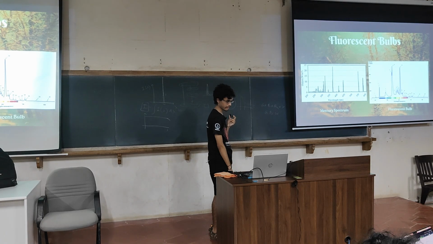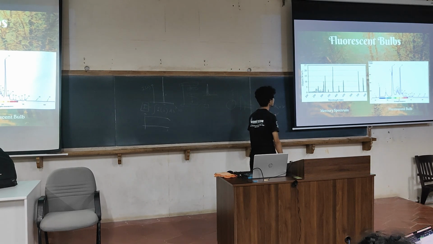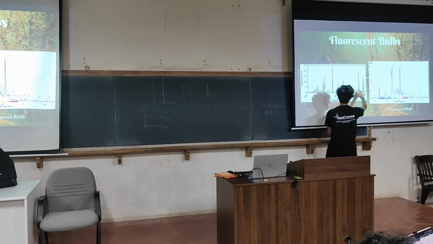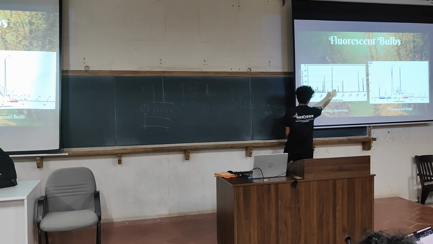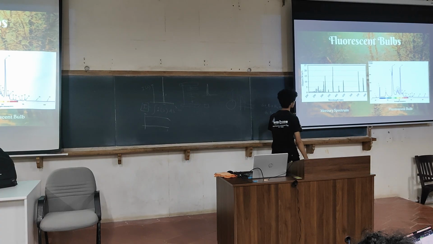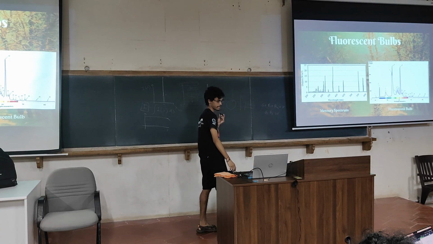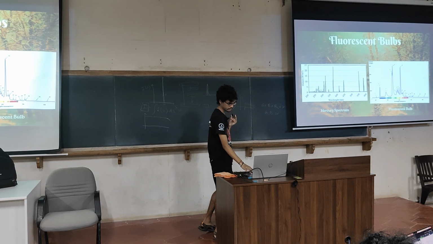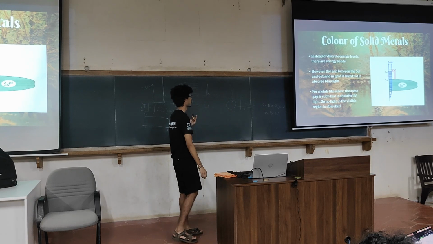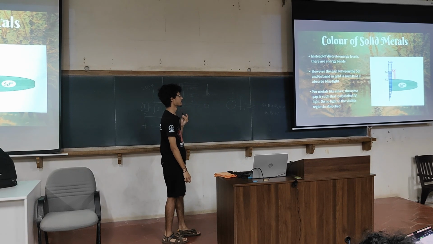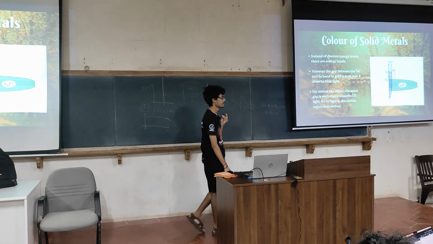Yeah, I mean, this is the spectrum if you compare the two. So these peaks almost coincide, and this is the ultraviolet region which is used to excite the fluorescent materials. And now that we have talked about bands, we can also talk about why gold is yellow in color.